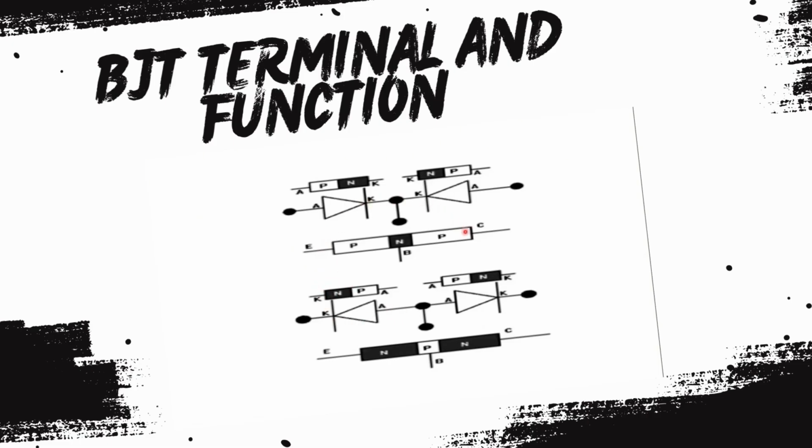This is the equivalent diagram in terms of PN junctions for the PNP and NPN transistor. If it is a PNP transistor, then the diode equivalent is two diodes connected in this fashion, and if it is an NPN transistor, the diode equivalent is two diodes connected in this fashion. Two PN junction diodes are connected here.